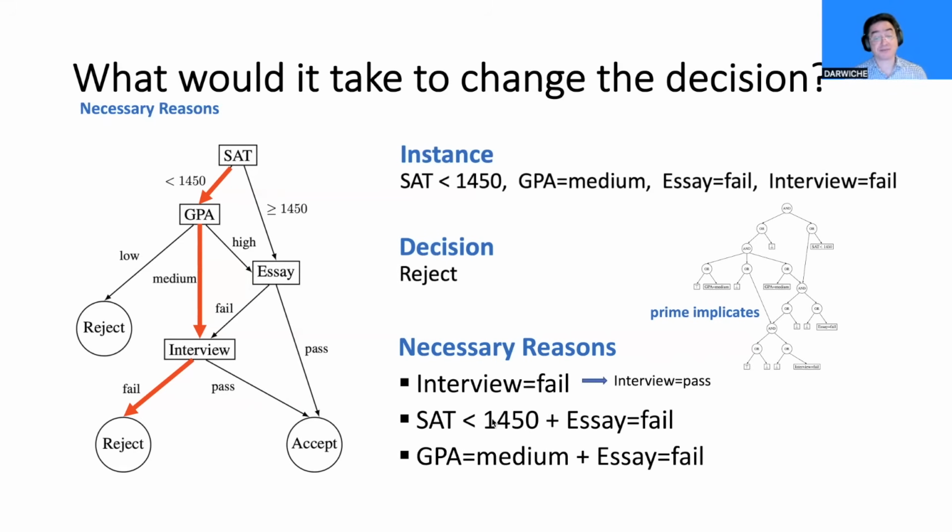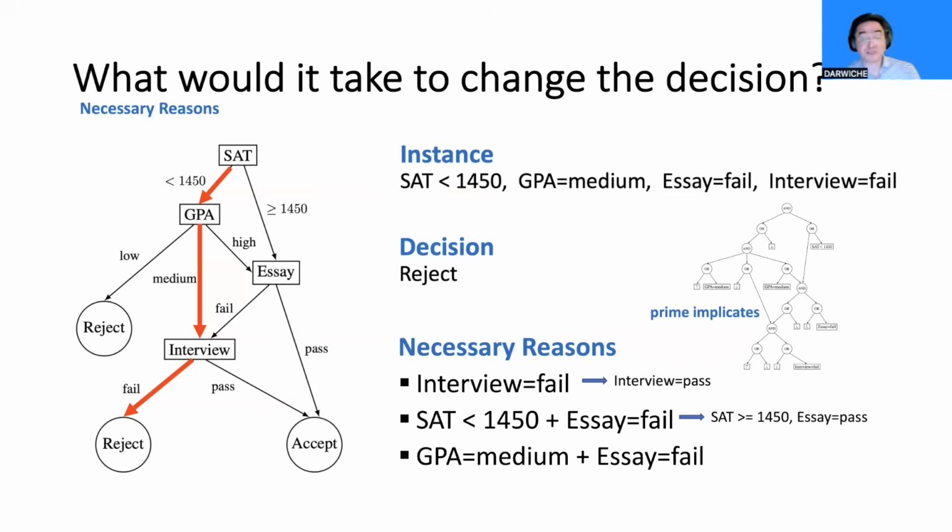And how do you violate this condition? It says this or that. You violate it by negating this, negating that. And again, these are both binary variables. The only way to do this is this way, is to set the SAT score to this and the essay to pass. And again, in this case, if you change this instance this way by changing these 2 features this way, guaranteed this applicant will be accepted.